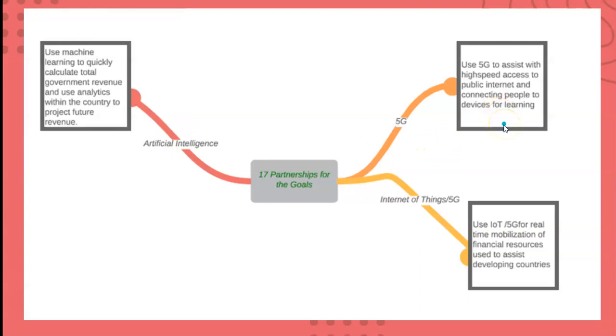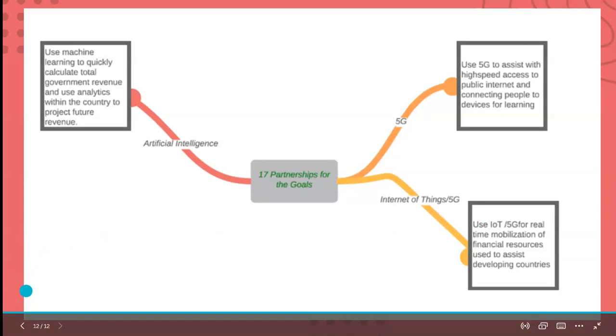You could also use 5G to assist with high-speed access to public internet and connecting people to devices for learning within the developed and underdeveloped countries. You can also use the Internet of Things and 5G for real-time mobilization of financial resources that are used to assist the developing countries. That is what I have for SDG 17.